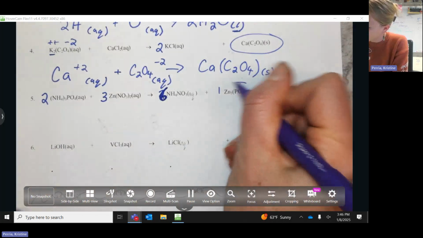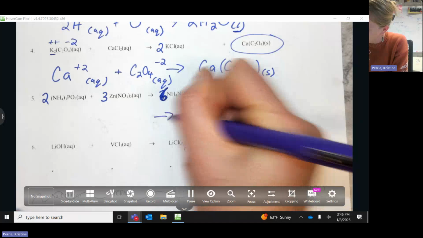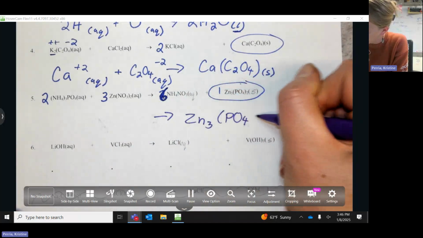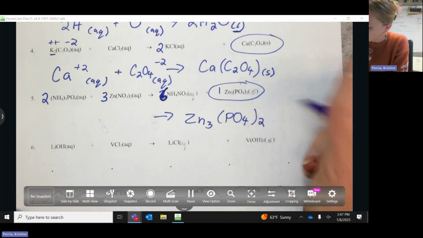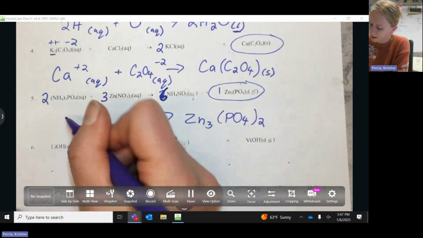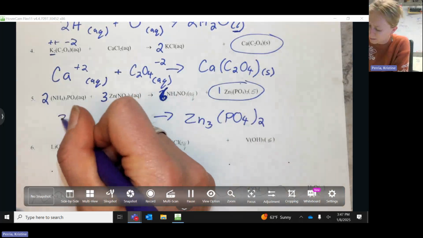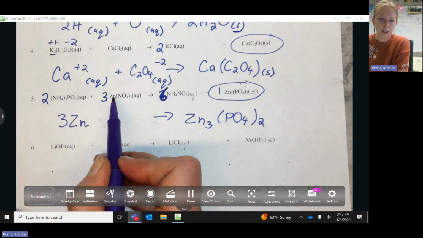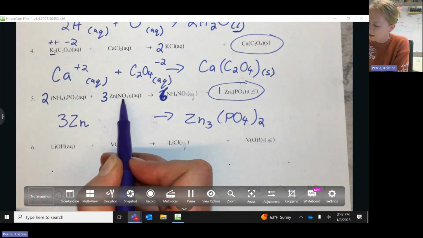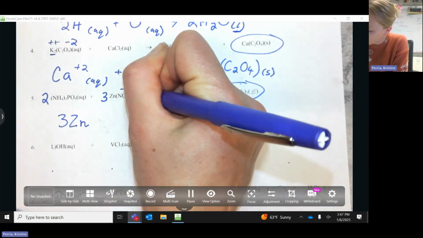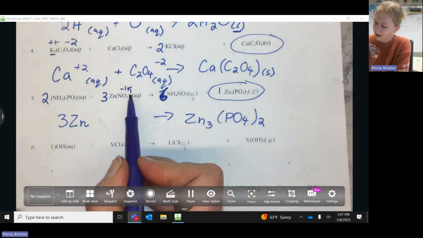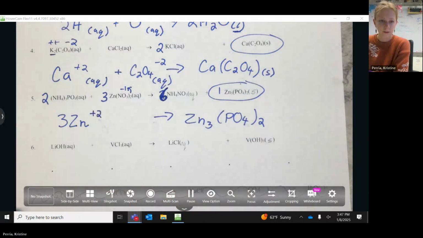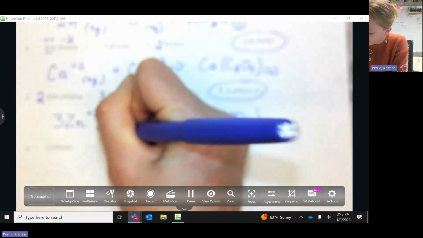Okay. And then we want to focus on the solid, which is this one. So I'm going to put Zn3(PO4)2. Okay. And then I'm going to find my Zn. So there's a 3 in front, so I have to remember to keep that there. So it's 3 Zn. And then I have to figure out the charge on zinc. So NO3 is -1. So since there's 2 -1s, okay, that means zinc has to be +2. And that's, of course, aqueous.